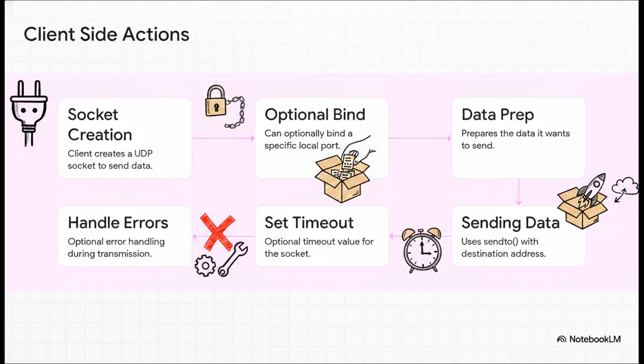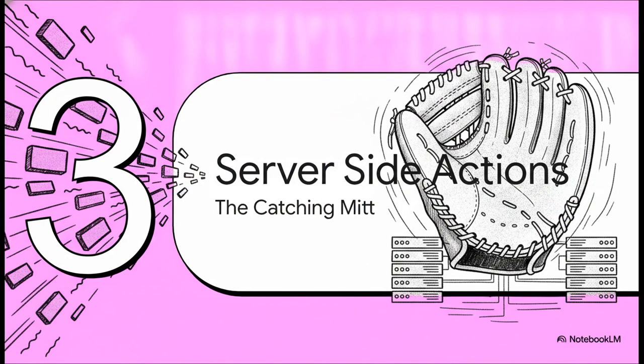Step 3 is packing the box. Data preparation. This could be a message, a packet, whatever data you're transmitting. Then we hit the absolutely critical event, Step 4, sending data. The client uses a specific function called sendto, designates the exact destination IP address and port, and just launches it. Steps 5 and 6 show that the client can optionally set a timeout value, just in case the server ghosts them and never responds, and set up some basic error handling. But the core action here is simply packing that data and launching it toward a destination without ever waiting for permission.